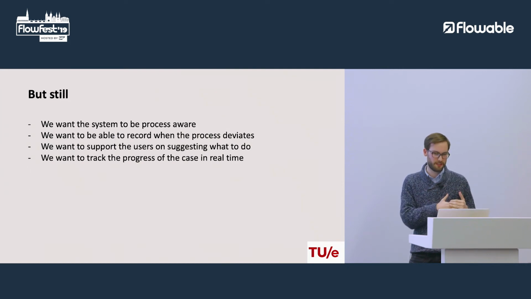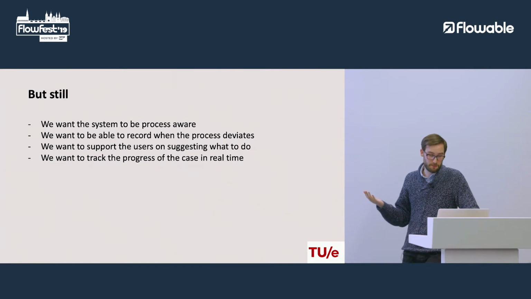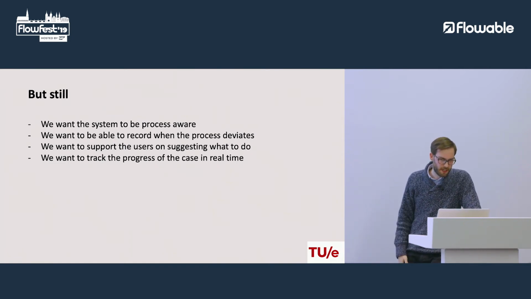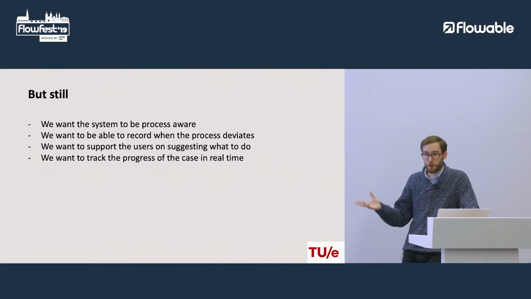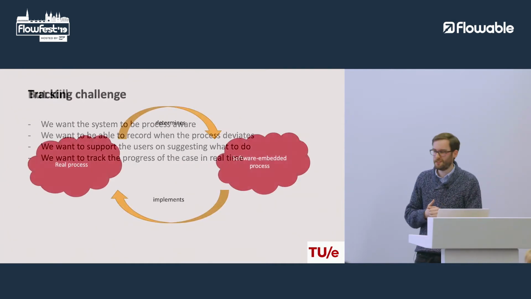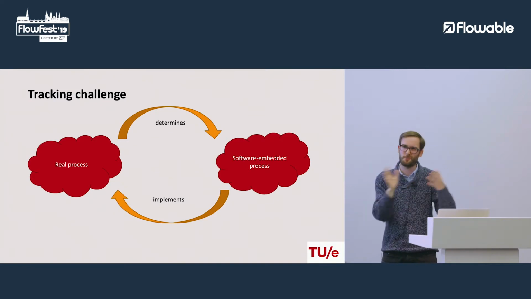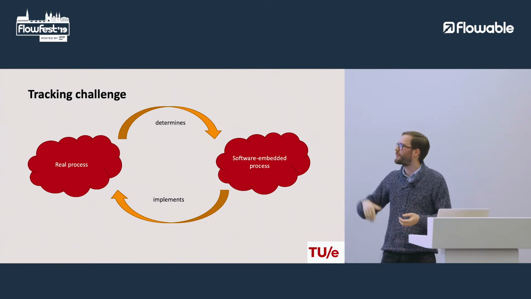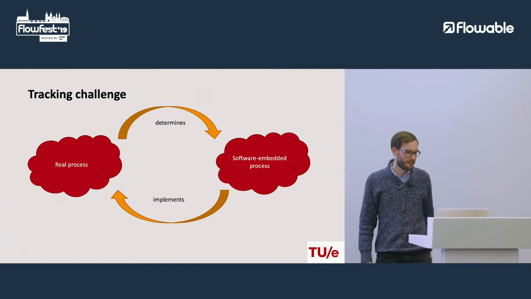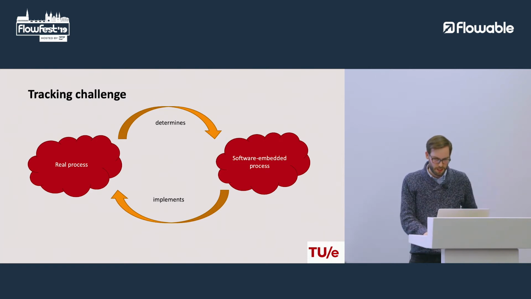We want a system that is process aware, able to record when the process deviates, or the case in this case. We want to support the user, not really force them into a specific compliance. And we want to also track the progress of the system in real time. Even if the process changed, I want to know what is going to happen. And this tracking is a real challenge because you have maybe a real process that keeps changing, and you have the software-embedded one that is the one run on Flowable. And if the real process changed, then how are you able to track it? It's a tricky thing. You need to change also the software-embedded one.